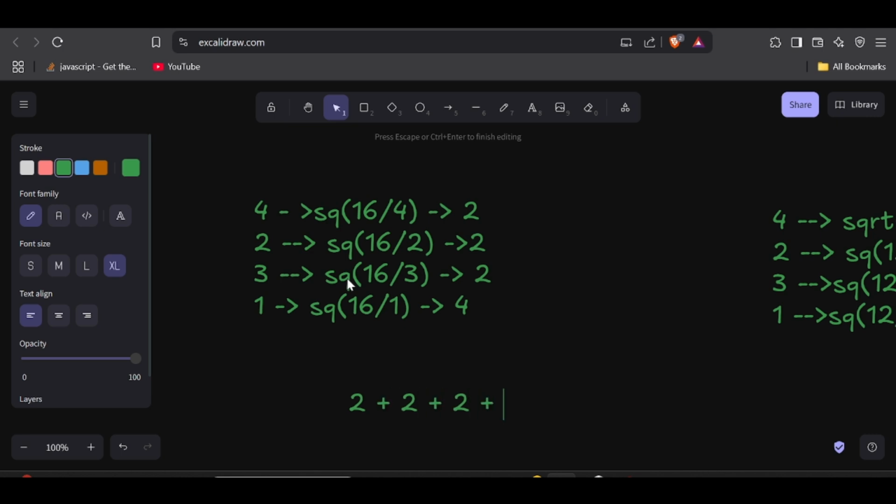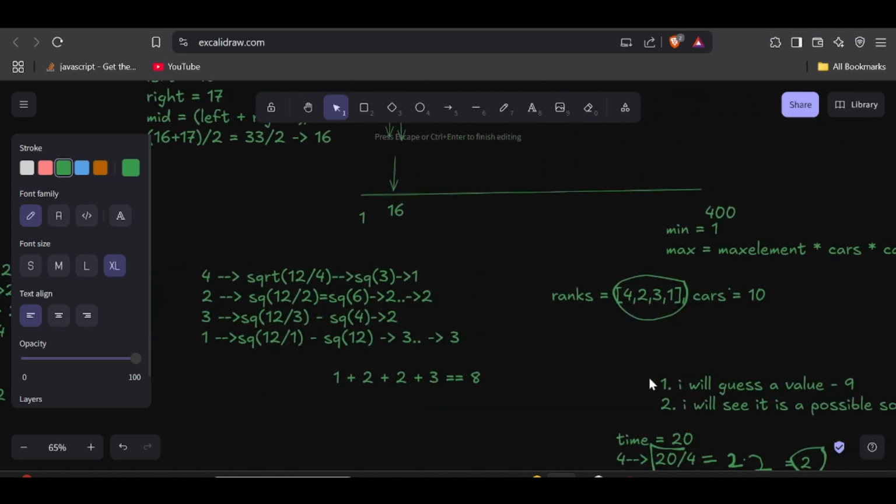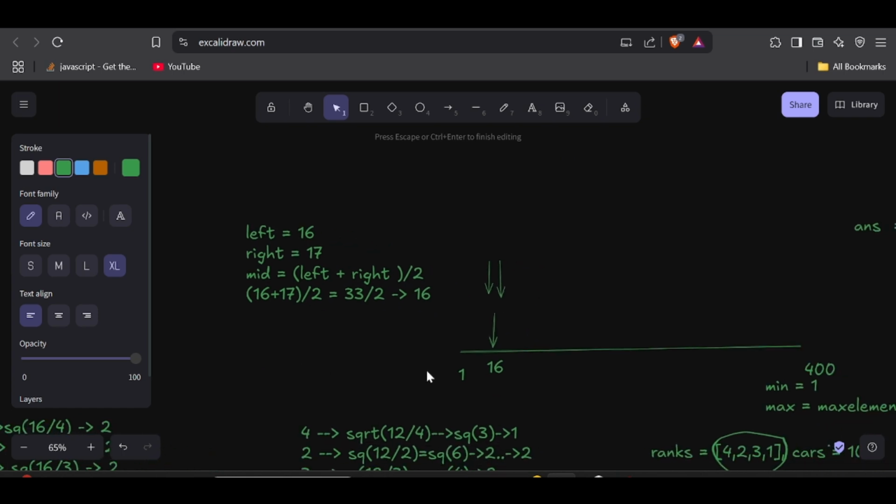2 plus 2 plus 2 plus 4. It is 2 plus 2, 4, 4 plus 2, 6, 6 plus 4, 10. So 10, is it greater than or equal to the number of cars required? The required cars were 10 and it is also 10. So yes, it is a possible solution for us.